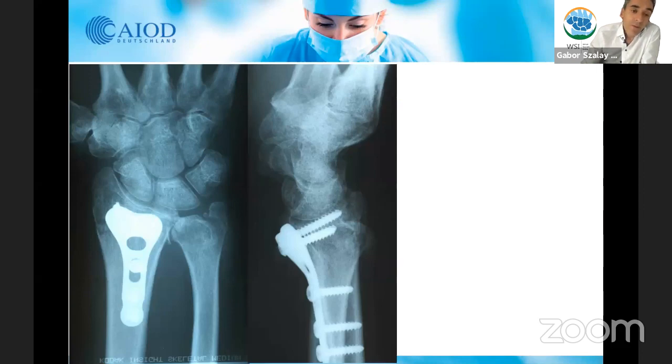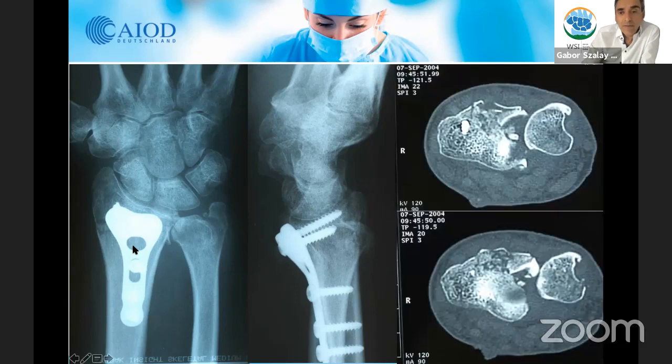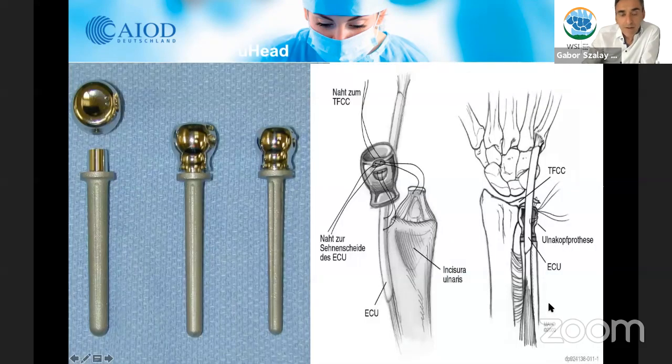I also like it very much. And here, the patient I showed you in the beginning, arthrosis of the distal radius ulnar joint after plate osteosynthesis of the distal radius. The CT scan shows you a complete destruction of the distal radius ulnar joint. And it is a really very, very simple procedure.